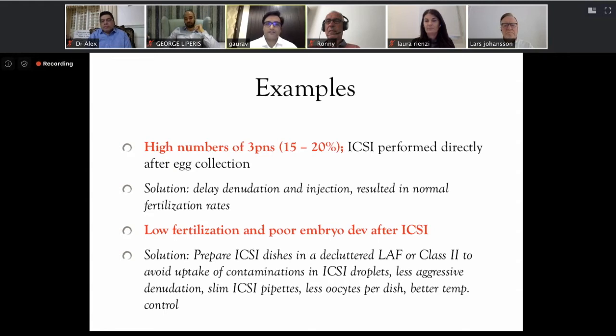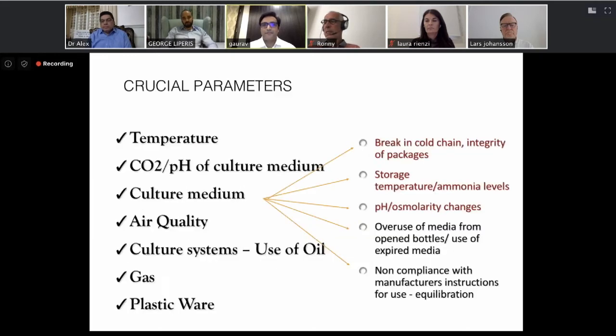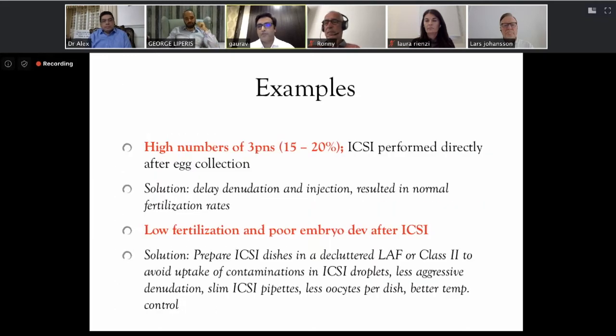Thank you, Lars. And it's so interesting to see that simple fertilization and embryo development problems after ICSI could have been solved by just decluttering the LAF. These are very small things, tiny details that one tends to overlook. So thank you for that insight. George, if you could, do you have any anecdote to tell us about any troubleshooting incident?